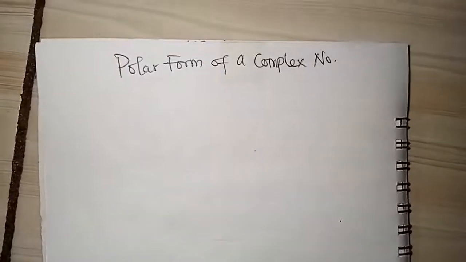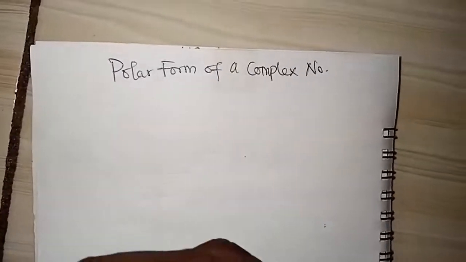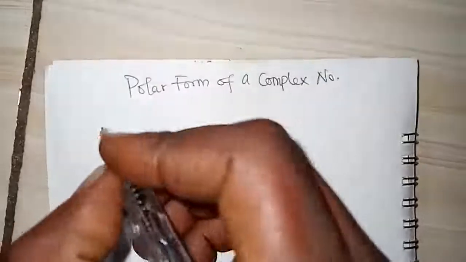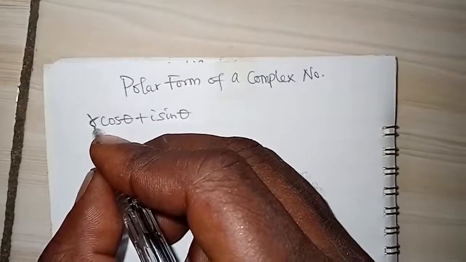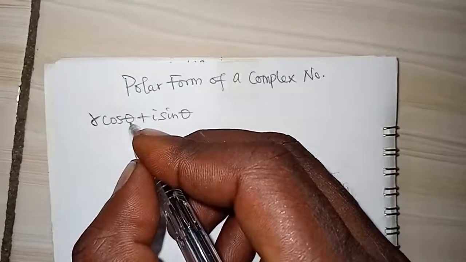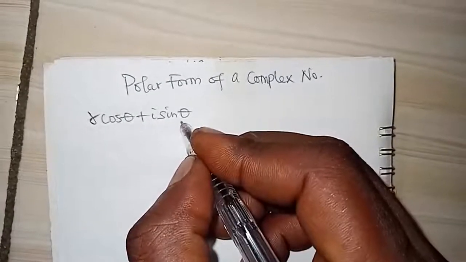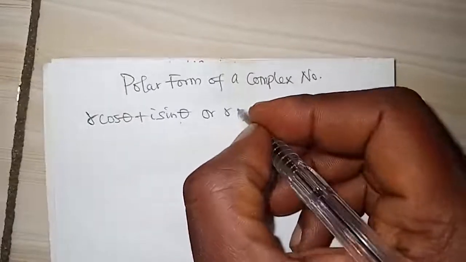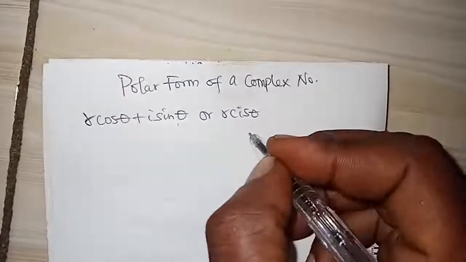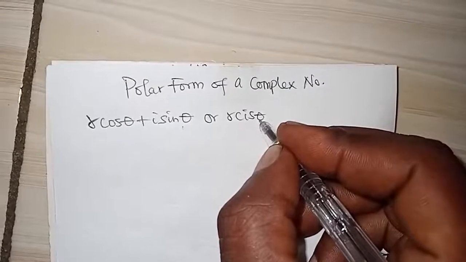In this video, we're looking at polar form of a complex number. Polar form has a notation where we say r(cos theta + i sin theta). r is the modulus or magnitude. Theta is the angle. We can write it in short form as r cis theta. This is when the angle is in degrees.